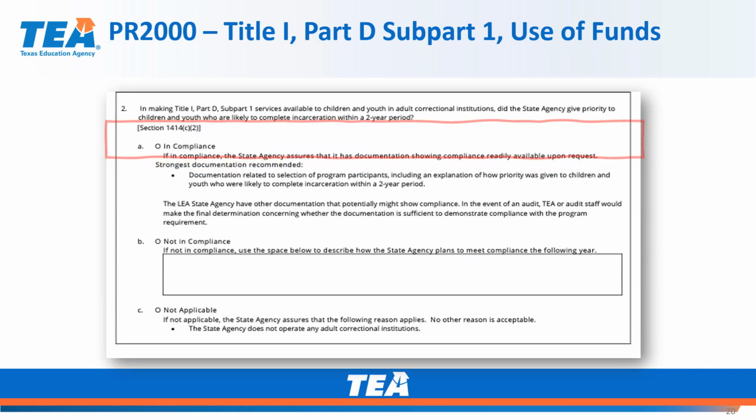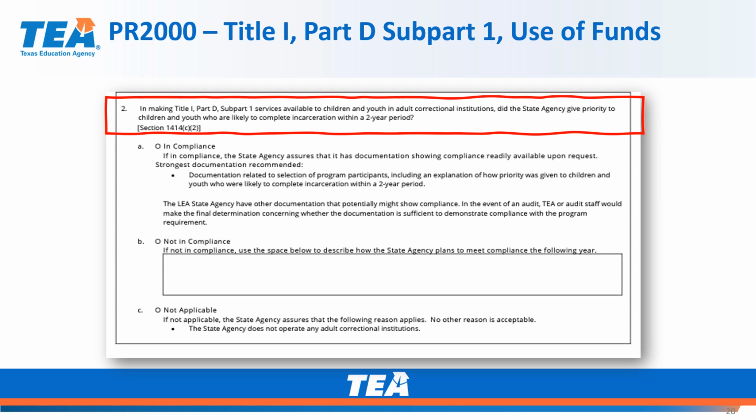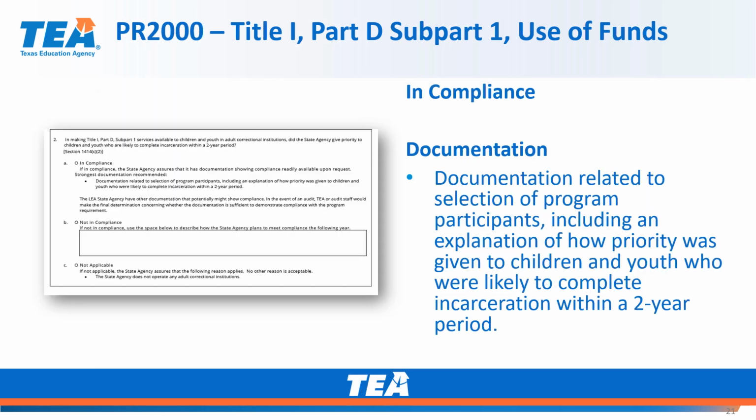Part 5B2 lists the requirement that state agencies should prioritize services to children and youth who are likely to complete incarceration within a 2-year period. In order to comply with this requirement, the state agency should have documentation related to selection of program participants, including an explanation of how priority was given to children and youth who were likely to complete incarceration within a 2-year period.